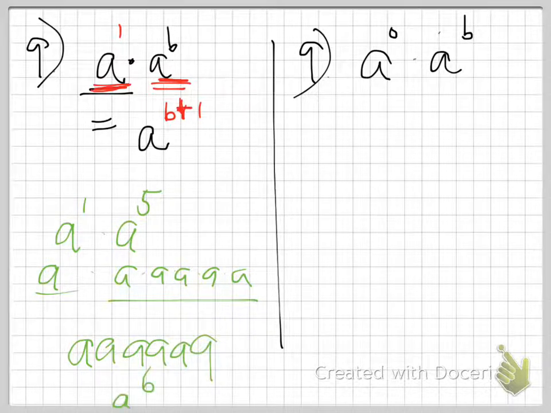In other words, I have 6 a's. And the shortcut is, all I have to do is add these numbers. That's if I have the same base, okay? You should know that by now, okay?